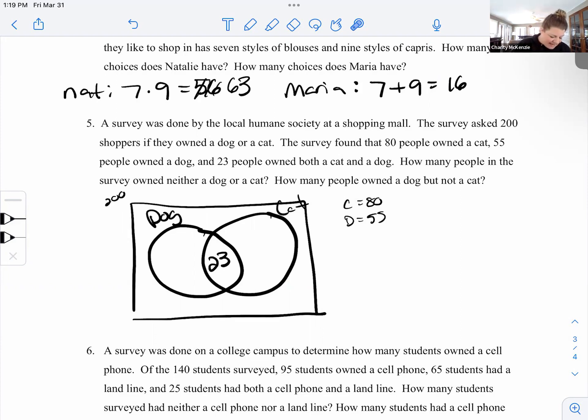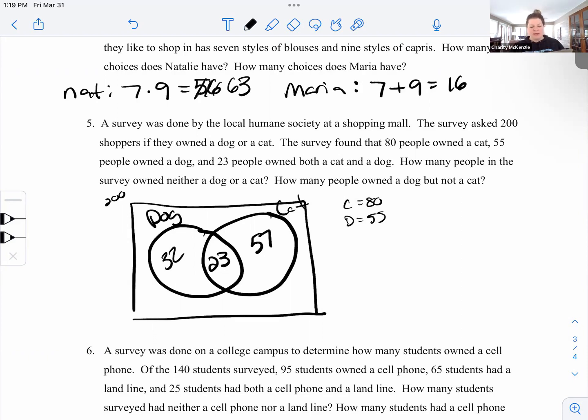But we're going to take 80 and we're going to subtract 23 and get 57. Oops, that was cats, I apologize. 57 cats. And so we can see that the 23 and the 57, that whole cat circle, added together is 80. Same for the dogs. 55 minus 23 is going to give me 32. So I'm going to have 32 over here so that whole circle will then add to 55.